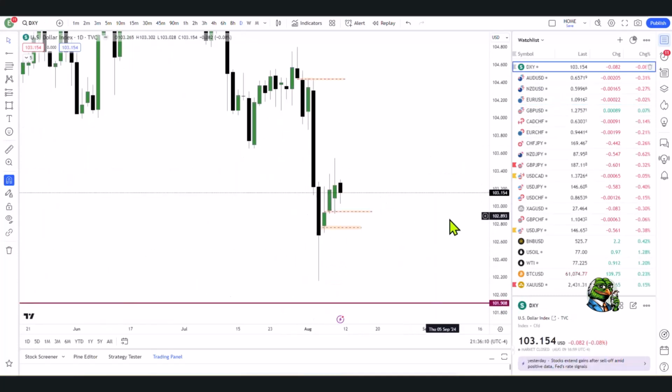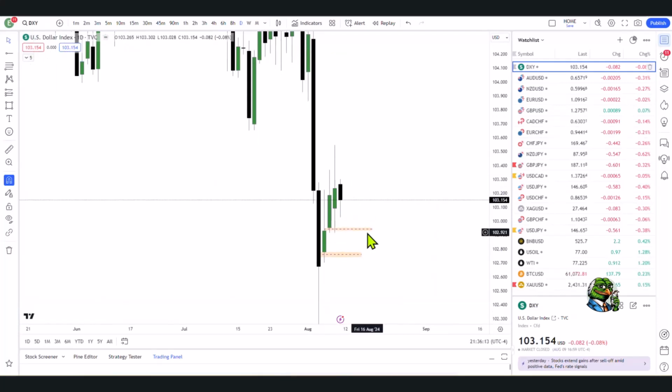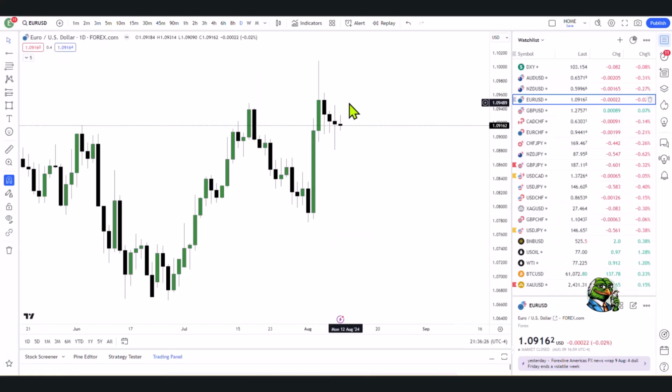So you need to watch what's happening with the dollar index to understand where euro is going to pull back into. And then as the dollar index finds support and starts to move up, euro, from wherever it's going to pull back into, will start to move down. So that's what you need to look at.